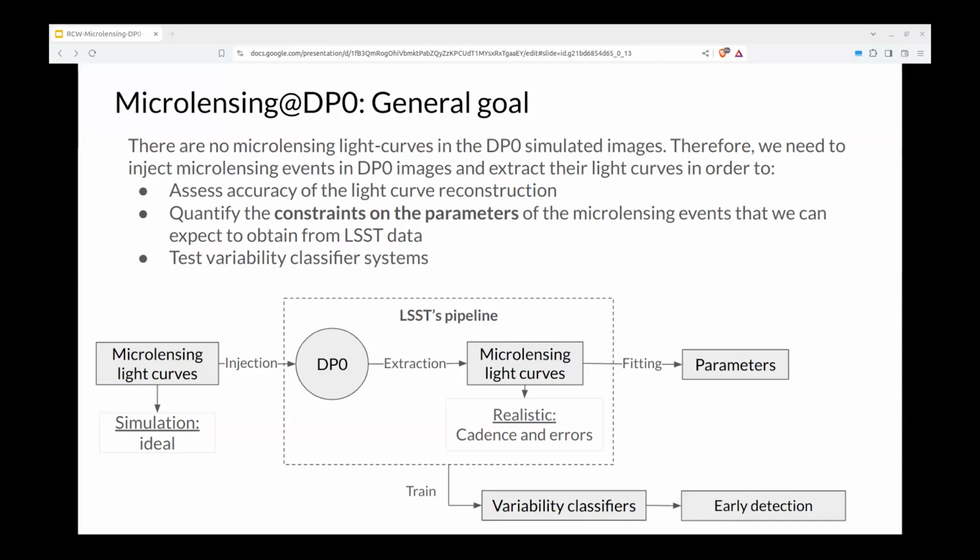Because there are no microlensing events in DP0, we first need to simulate our light curves and inject them. Then we extract the realistic light curves with the LSST cadence and errors, and then fit them to obtain the parameters. Following this step, we aim to use the realistic light curves extracted to test some variability classifier systems for early detection, like training a machine learning model.